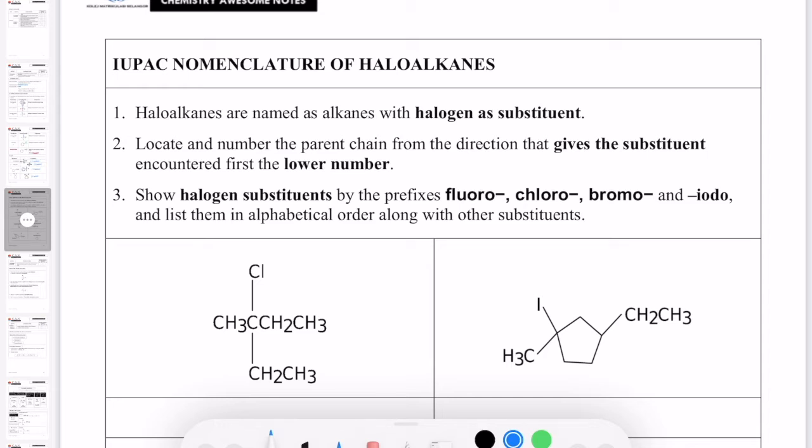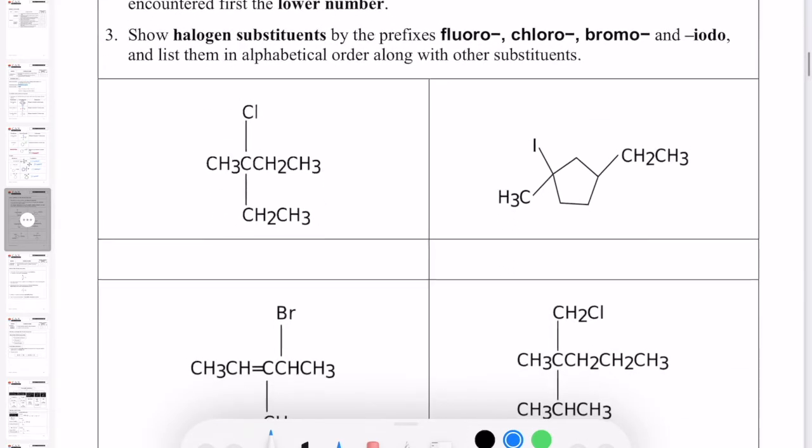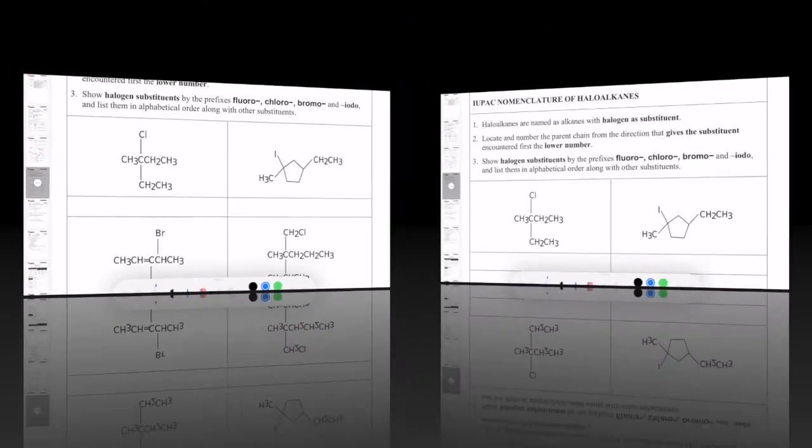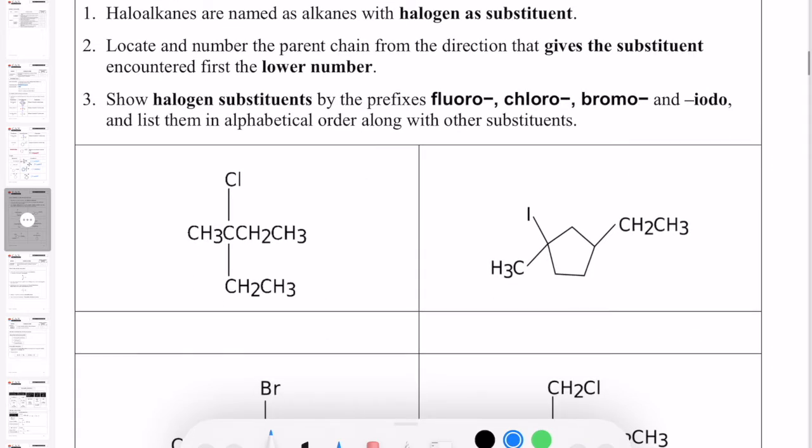Usually if we have OH, it becomes the parent chain, giving an alcohol. But for haloalkane, the halogen is only a side substituent. It doesn't become the parent chain. So we are going to name it the way we name alkanes. Okay, so let's try naming it. We'll do it casually. Let's take a look at the first structure. As I told you, it is the same as how we name alkanes.